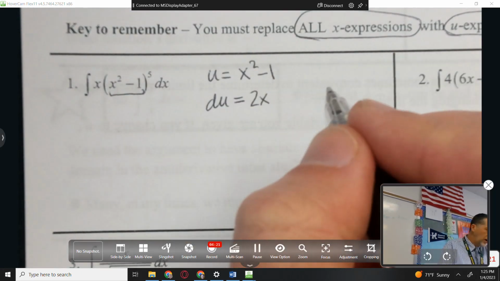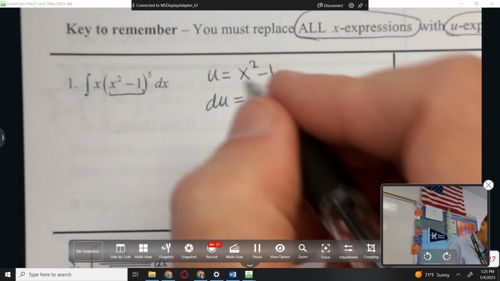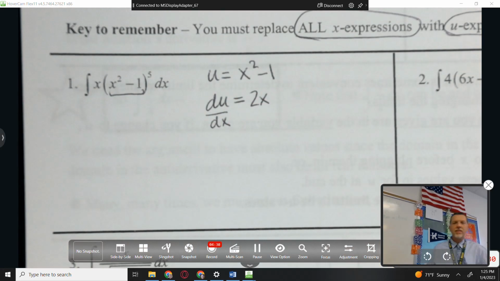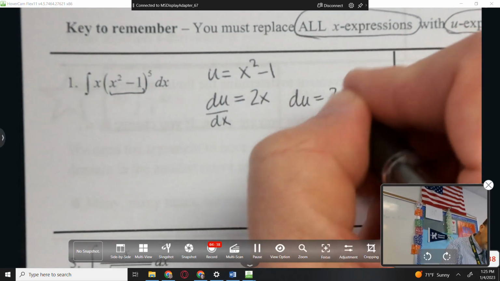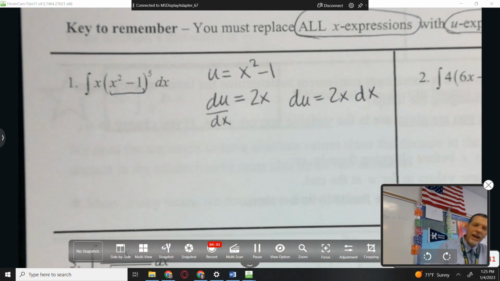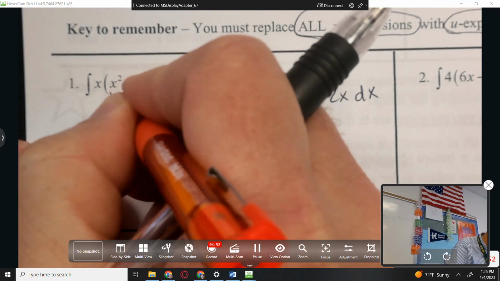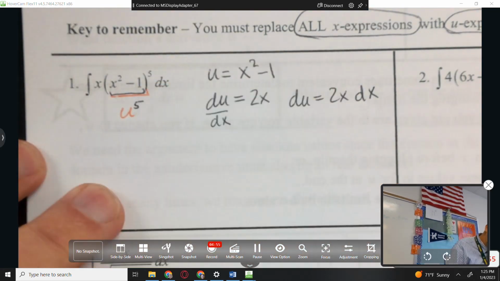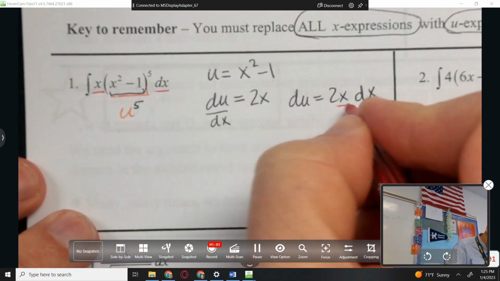2x. We'll do this once formally, and then we kind of pass over it the rest of the time. du/dx is 2x, the derivative of u with respect to x, which means that du is 2x dx if we move that dx to the other side. Okay, let's see where we're at. This part is u, so I've got u to the 5th. And then I have an x and a dx, trying to match it up.